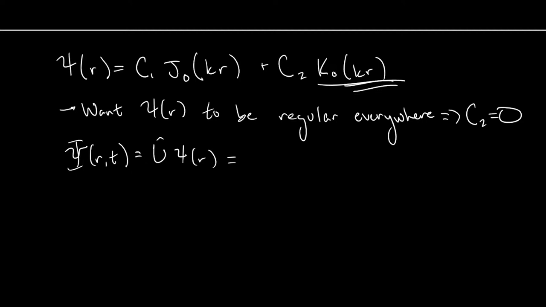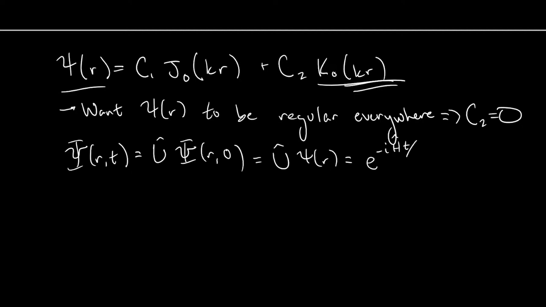And I can use psi of r, comma zero, as my initial condition. So U hat psi of r is e to the minus i H hat t over h bar psi of r. I have a single energy. Right, my psi of r isn't a linear combination of energies, it's a distinct energy. So I can just write this as psi of r e to the minus i E t over h bar.